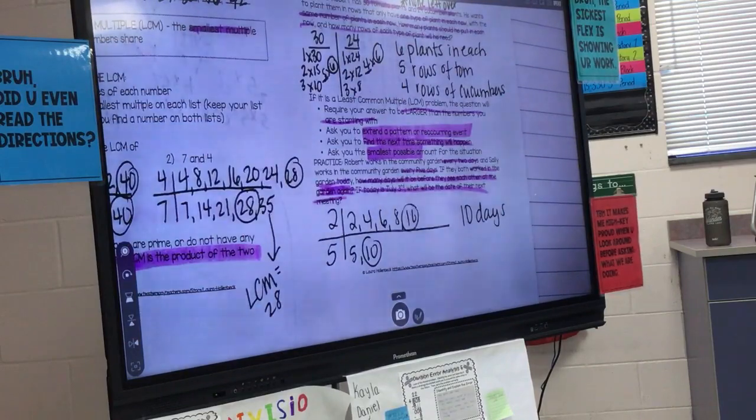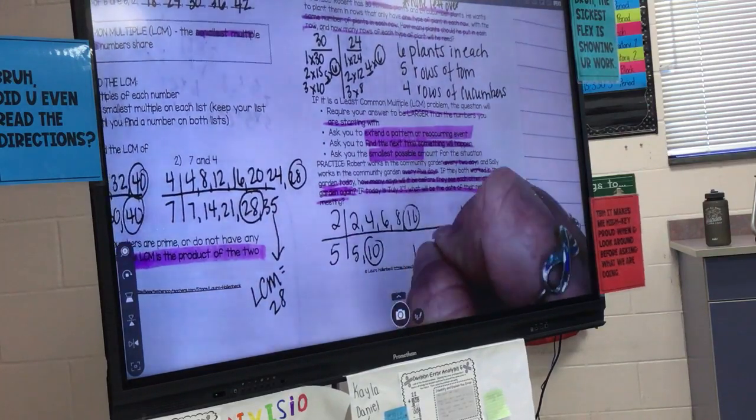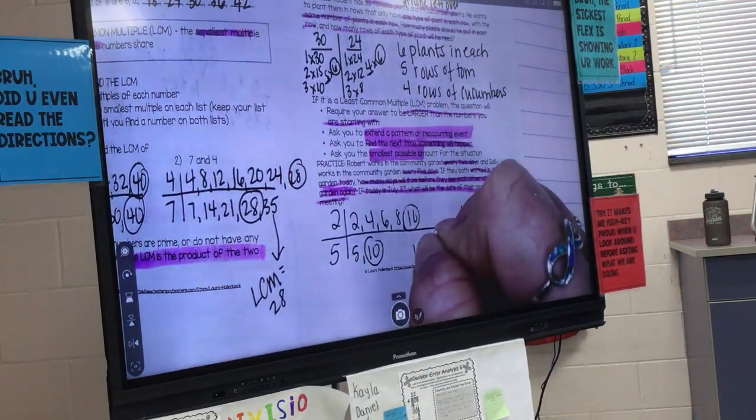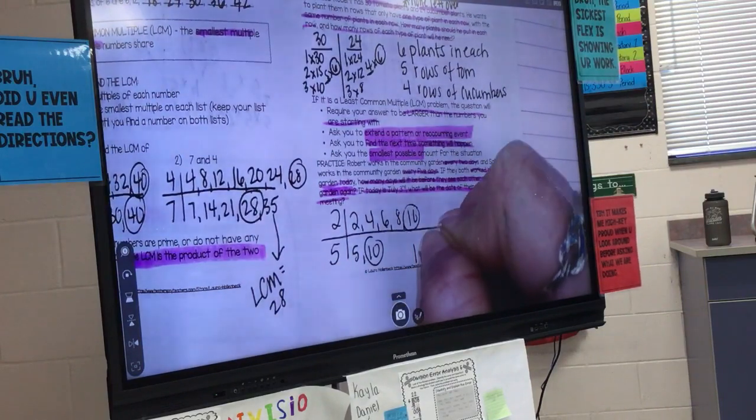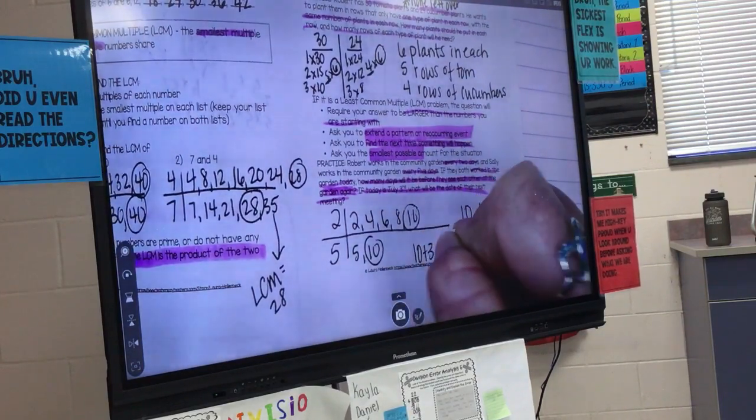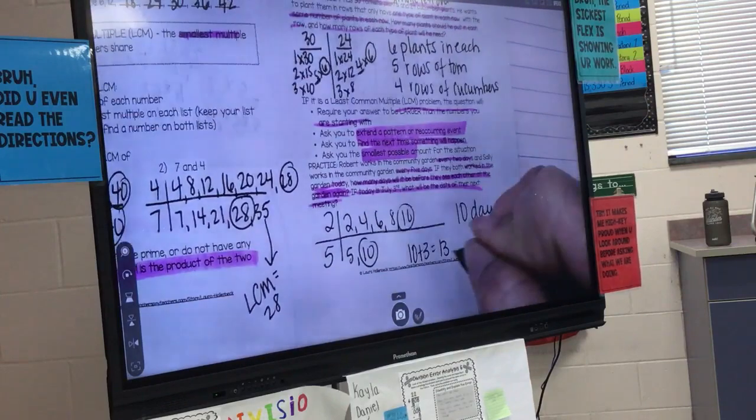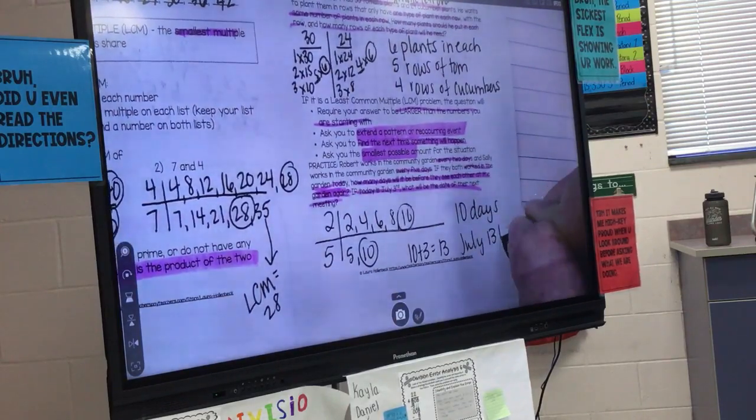The second part says if today is July 3rd, what will be the date of their next meeting? Well, how do you figure that out? What do you have to do? Kaden. Just add 10 days to the day it is, because you met them today. Okay, so then they're going to meet again on July 13th.